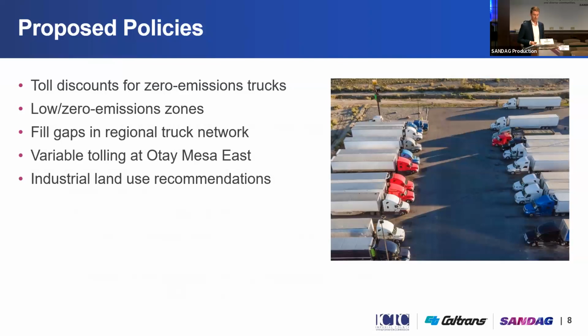Beyond infrastructure projects, we also consider policies that could be implemented in the region. Some of these are meant to incentivize the use of low and zero emission vehicles. Others are meant to improve truck routing efficiency by removing geometric restrictions on certain parts of the truck network. We also consider variable tolling, which is planned to be implemented at the Otay Mesa East port of entry, as well as developing land use recommendations for industrial areas.